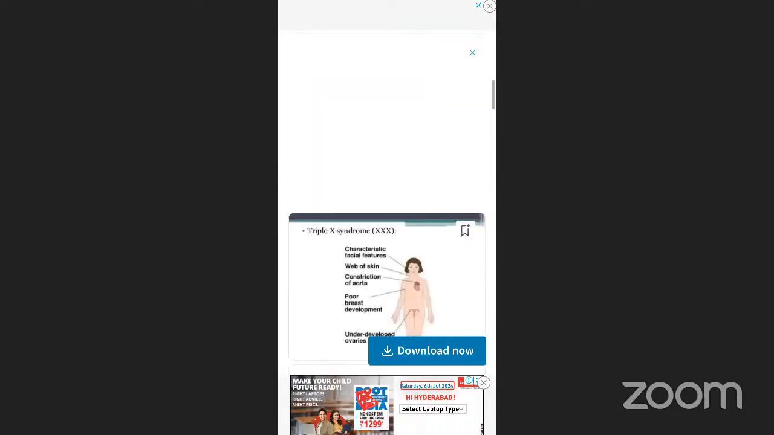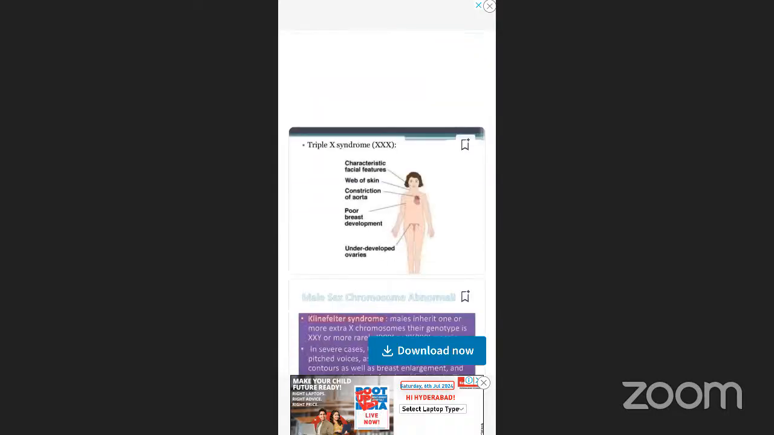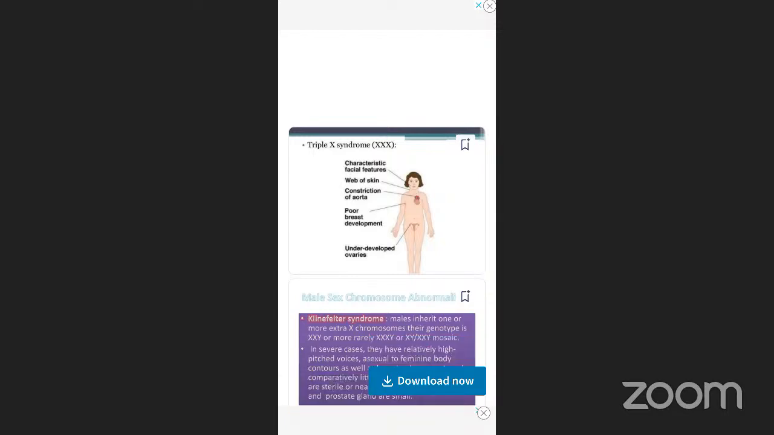Okay, these are Turner syndrome and triplex syndrome. The characteristics are the webbed skin, constriction, poor breast development, and especially underdeveloped ovaries.